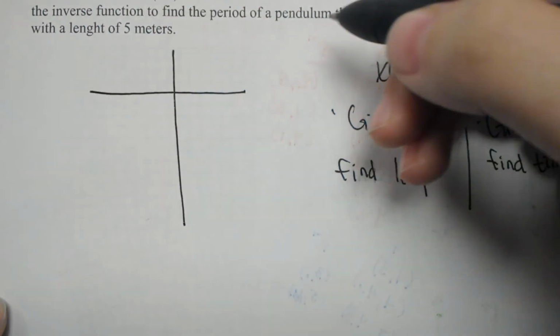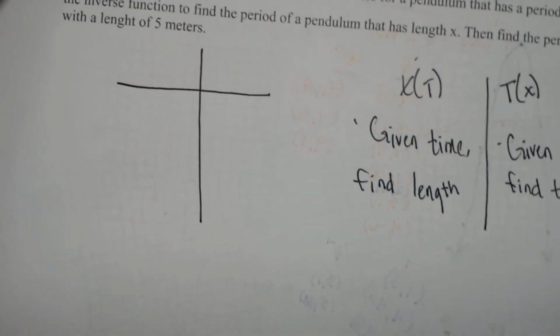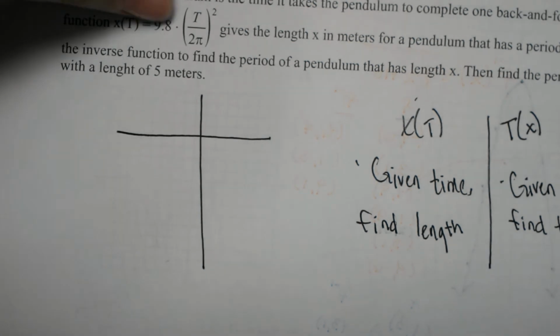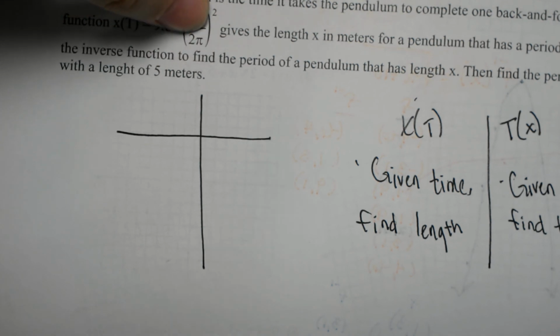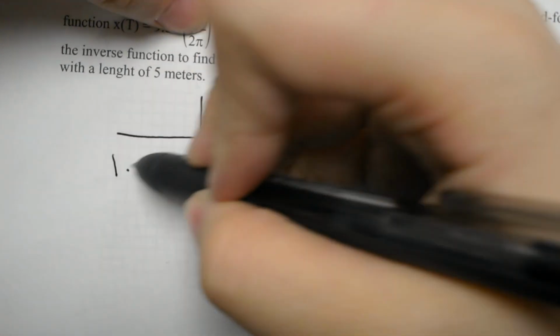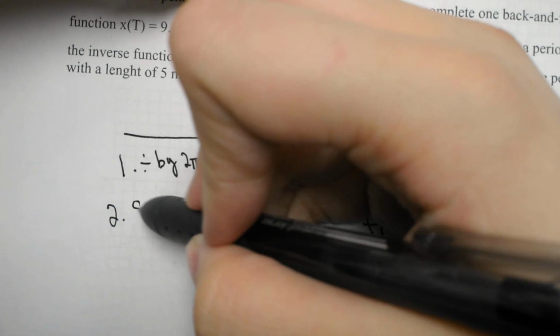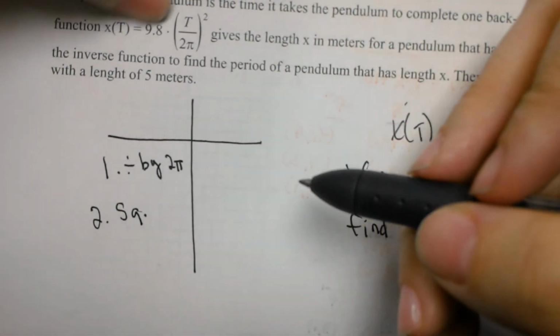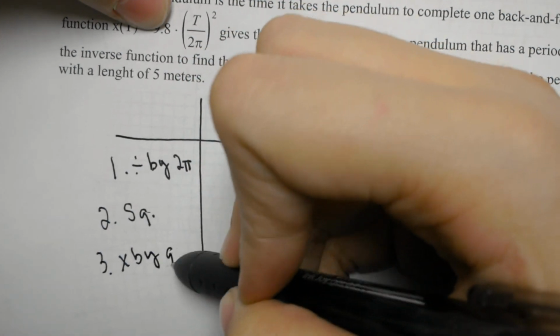So you're going to make a table. In my equation, I'm going to start with t. First thing I did to t, inside the parentheses, I'm following PEMDAS, is divide by 2 pi. Then I squared. And then I multiplied by 9.8.